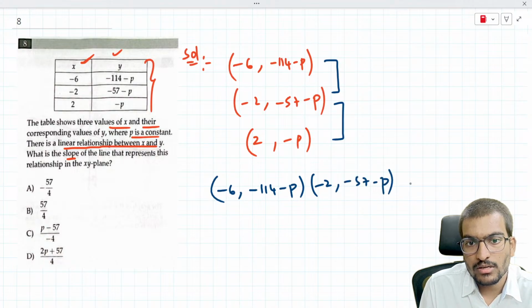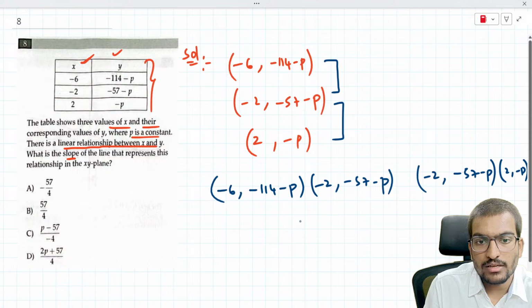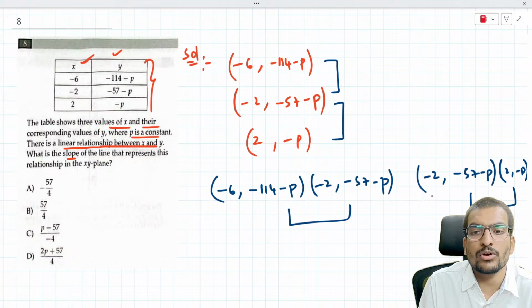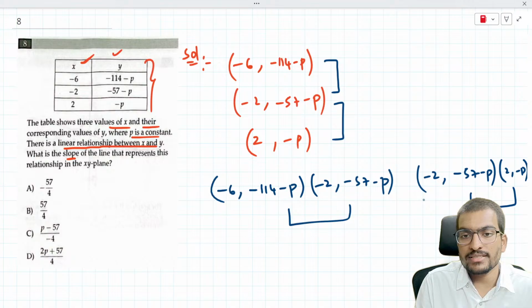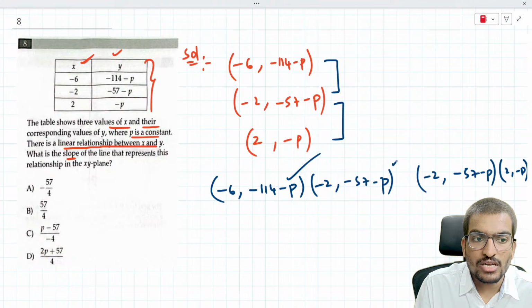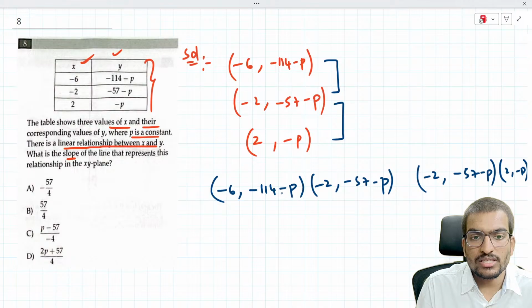One pair is negative 6 comma negative 114 minus p and negative 2 comma negative 57 minus p. The other is negative 2 comma negative 57 minus p and 2 comma negative p. The slope from one must equal the slope from the other. Why am I equating the slopes? Because there is a p, an unknown value, involved. To get rid of that p, we equate them, and we get the slope of the line.